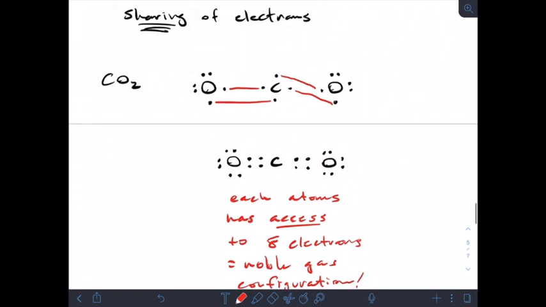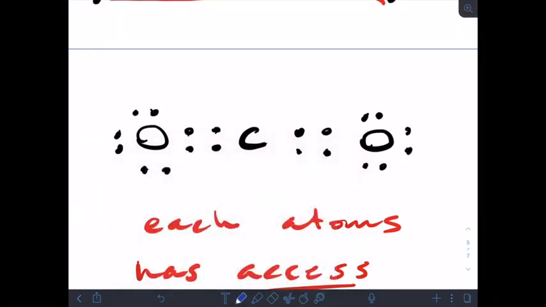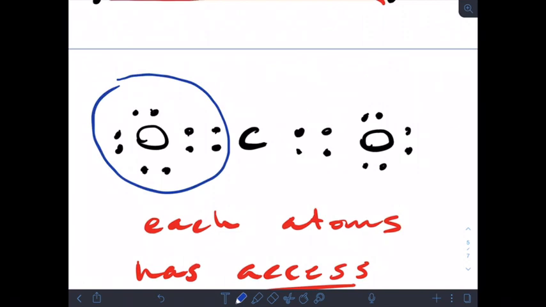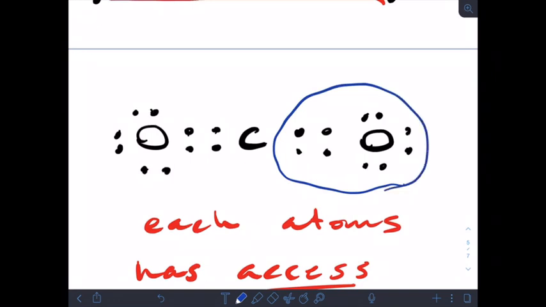So let's zoom in a little bit and take a look at what's going on here. The oxygen feels like it has access to all those electrons, which means that there are 8. It has the ability to access 8 electrons. Let's look at the carbon. The carbon has access to all of those electrons. Look, there's 8 of them. And the same thing for this oxygen over here. It has access to all of those electrons. So by sharing, they're able to fulfill the octet rule.